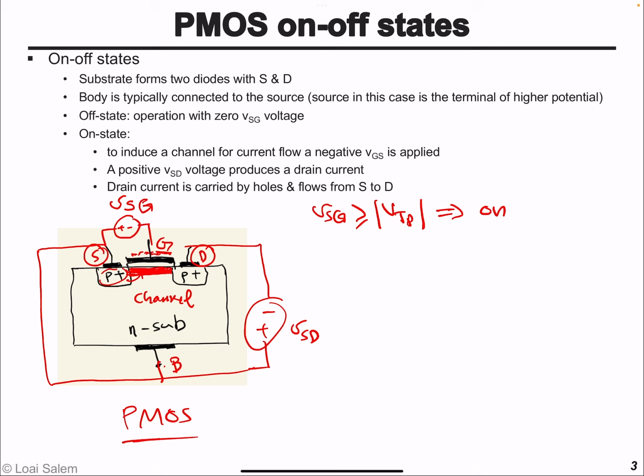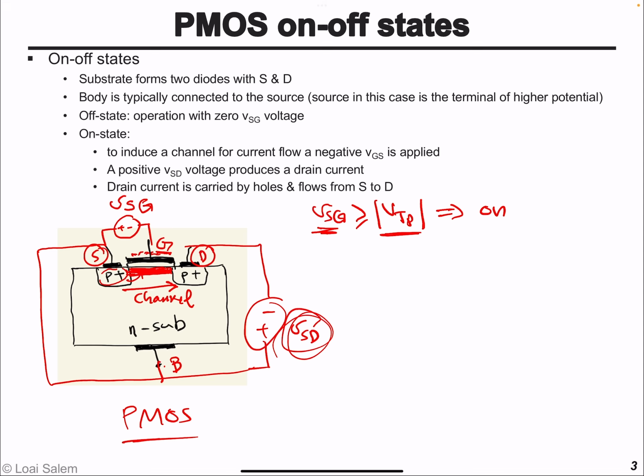So once VSG is higher than or equal to the threshold voltage of the PMOS transistor, we have enough holes, or positive charge, in the region underneath the silicon dioxide that forms a conducting channel between the source and drain, and basically current will start to flow from source to drain due to the positive voltage that's applied.